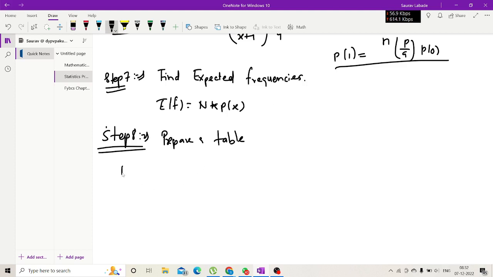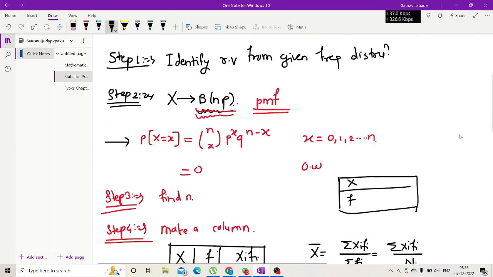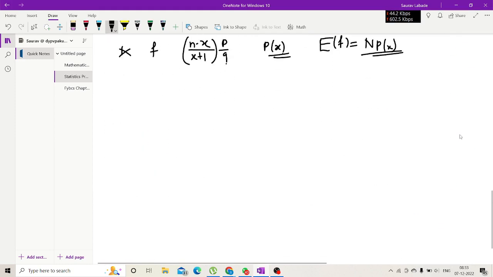So first we will make x and f. Then we will make the table of n minus x upon x plus 1 into p by q. This will be another table. Then next will be of probabilities, and then the last table will be the expected frequency. That means you will just multiply this column by capital N, and then you will get the expected frequency. Okay, so that was all the steps of solving such kind of examples.